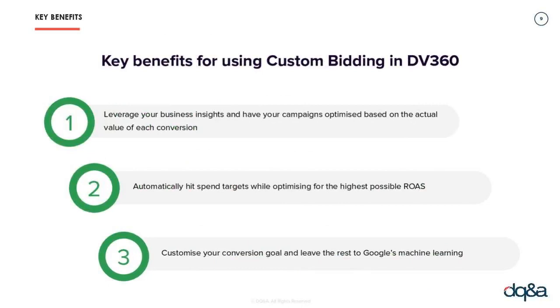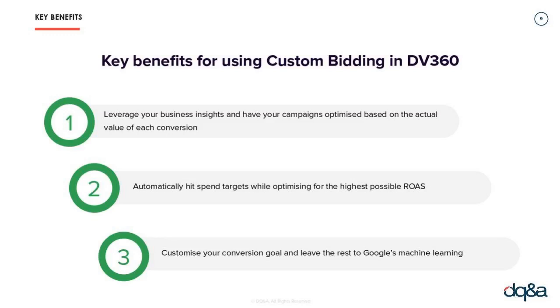So first of all, you can now leverage your business insights and have your campaigns optimized based on the actual value of each conversion. It no longer looks at a flat value for each conversion, for each Floodlight conversion, for example, that you have. So things are not treated equally.